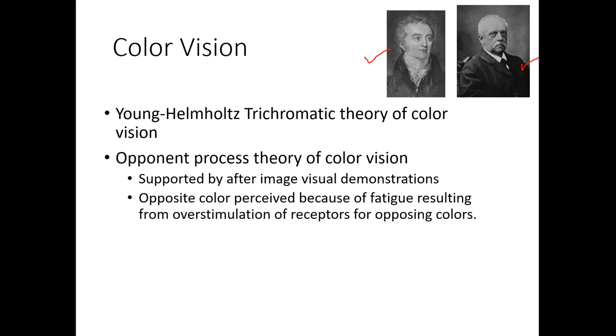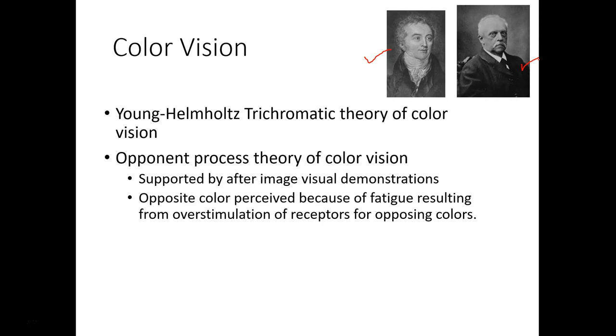In the late 19th century, Ewald Hering proposed a different theory to explain our basis for color vision. So he theorized that the visual system was designed to detect opposite pairs of colors, specifically red and green, blue versus yellow, and black versus white. This theory came to be known as the opponent processing theory of color vision, and it's supported by the afterimages that are generated from visual demonstrations that I'll show you in the next couple of slides.